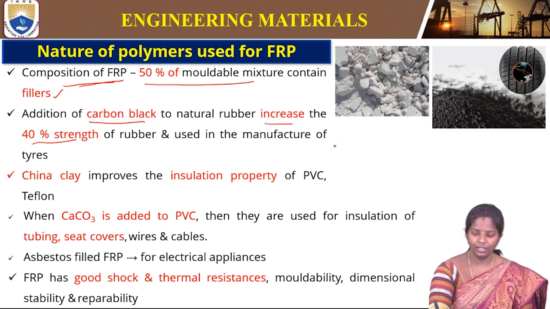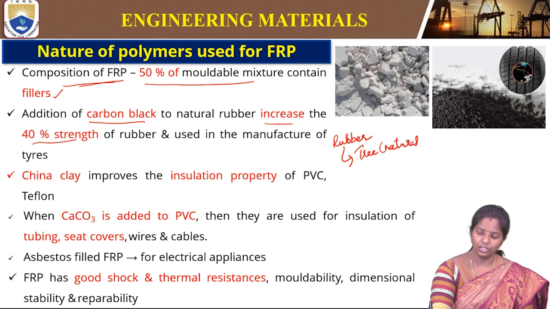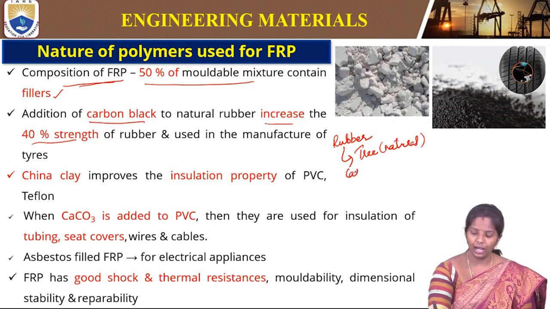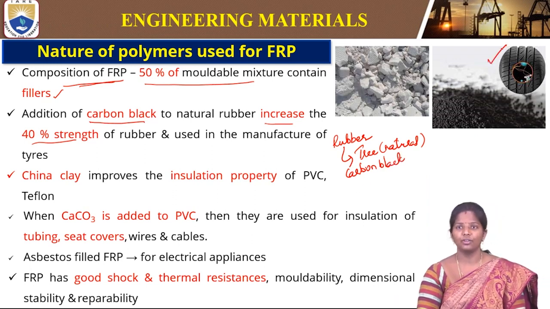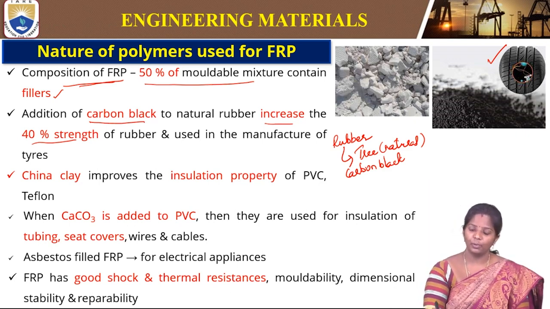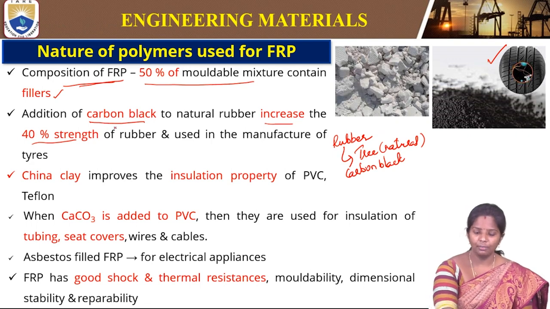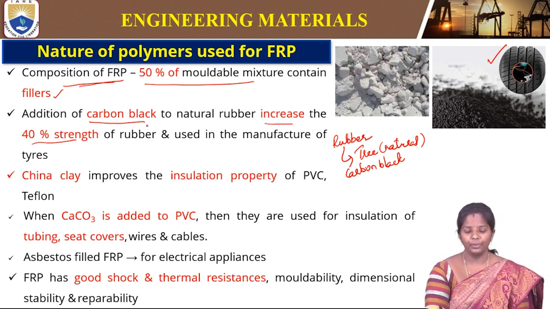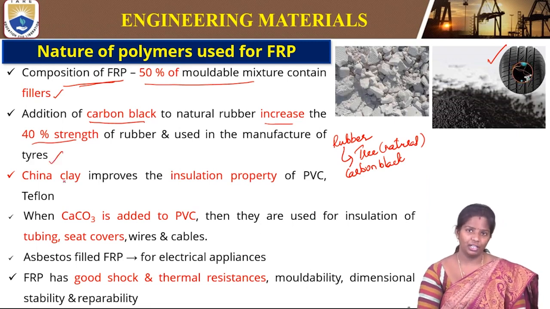For example, we have rubber from the rubber tree. From the tree we obtain natural rubber. So when it is mixed with carbon black, what happens? Strength increases. That is why we use it in tire applications, as it requires wear and tear resistance. So the property can be changed by adding carbon black to natural rubber, which increases the strength of the rubber and can be used in tire manufacture.